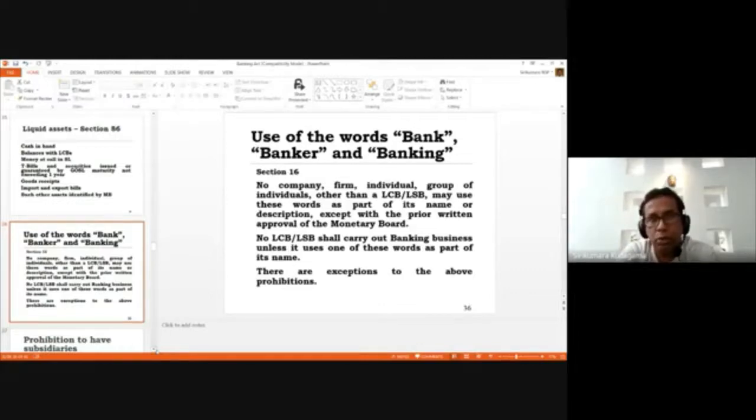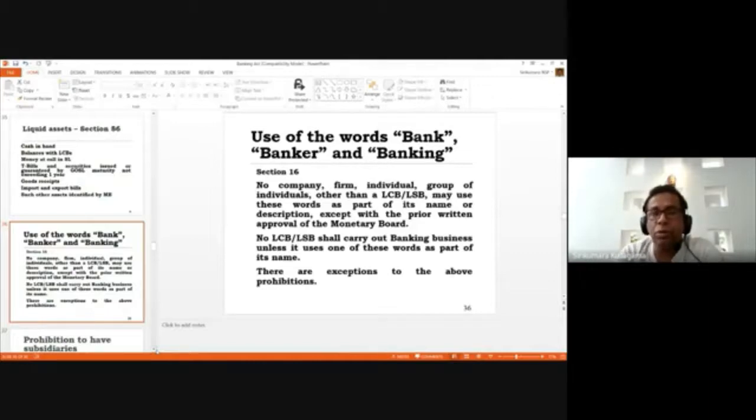And also, no licensed commercial bank or licensed specialized bank can carry out banking business unless it uses one of the words as part of its name. Say any banking institutions need to have the words bank, banker, or banking in their name.